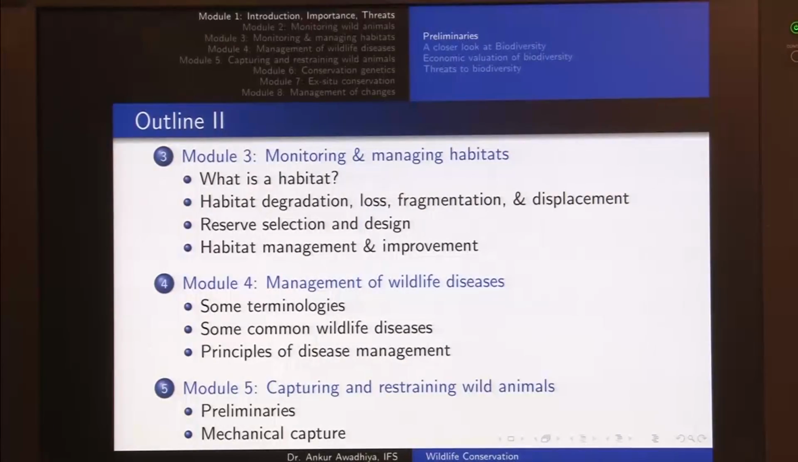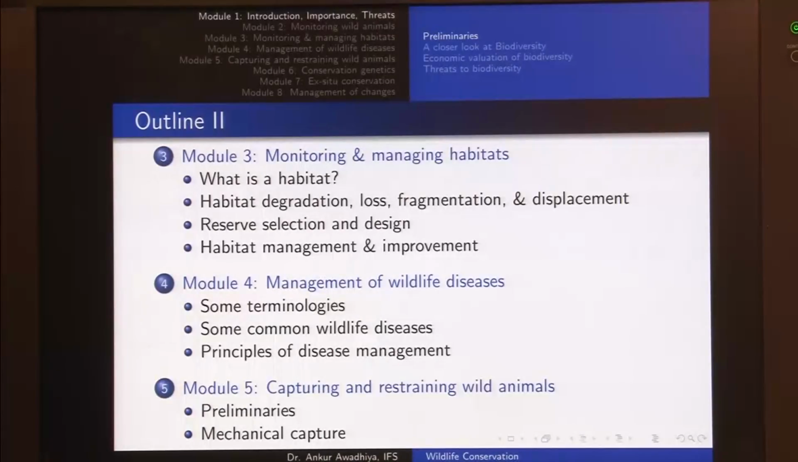The third module will be on monitoring and managing of habitats. So, we will start with an introduction of what a habitat is, then habitat degradation, loss, fragmentation and displacement, or essentially why are habitats under threat. Then we will look at how do we select and design a reserve. So, if you have an option of designing a tiger reserve, what should be its area, what should be its size, what should be its shape and things like that. And also we will have a look at habitat management and improvement options.